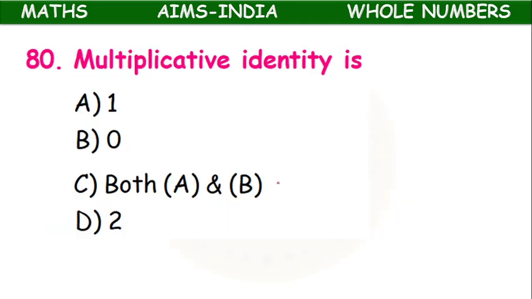Next, multiplicative identity means in multiplication, if we multiply with what number, the value does not change. Answer is 1.